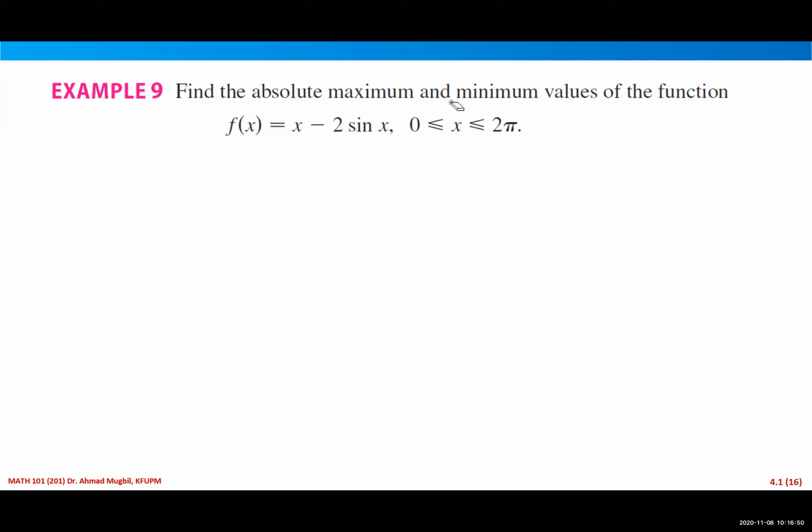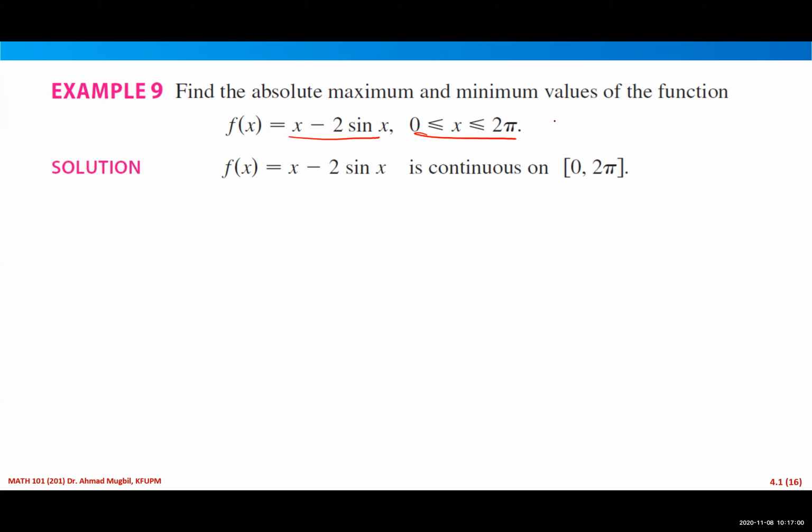So what we need to do, first of all, is check: is it continuous over this interval? Is this function continuous here? Of course, sine is continuous and x is continuous. The sum or the difference between them is also continuous. Then you need to find the derivative. This is the second step. The derivative of x is 1, the derivative of sine is cosine.